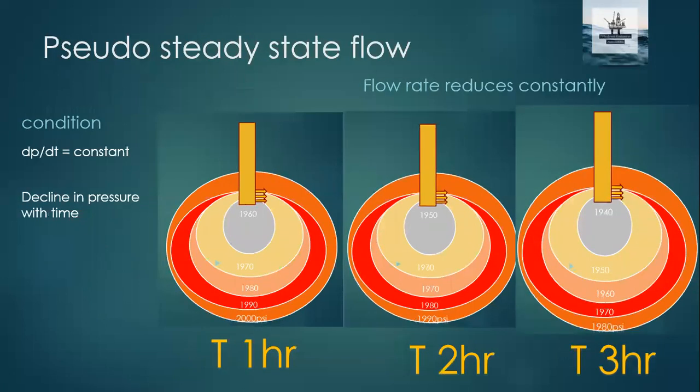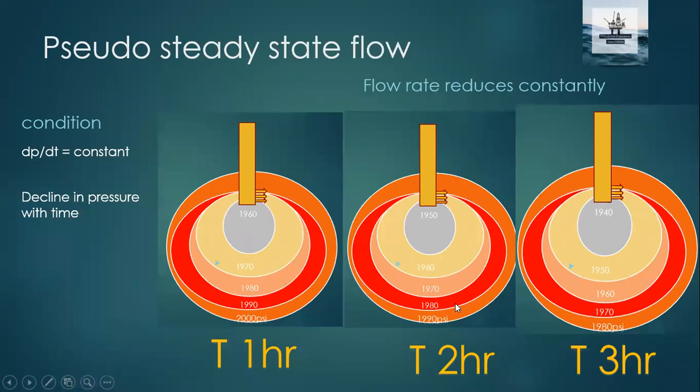When it comes to pseudo steady state flow, which is the last one, you can witness the change over here. At the first hour, you observe the same: 1960, 1970, 1980, 1990, 2000. But when it comes to the second hour, it has reduced to 1950. So 1970, in the same location, reduced to 1960. So 1980 became 1970. Like that, it started to reduce by 10 psi.